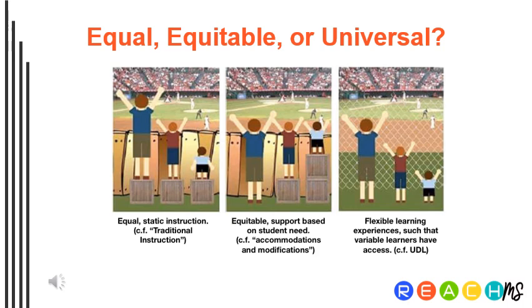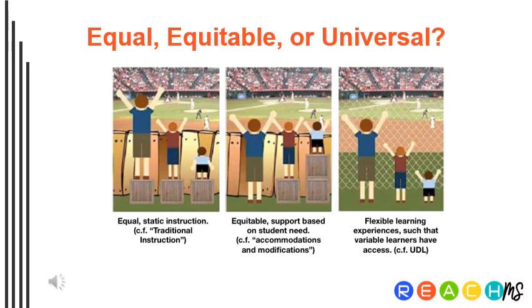In the first panel on the left, we see 3 kids of different heights trying to watch a baseball game over a fence. Each of them is given the same size box to stand on. And while we think that this is an equal distribution of resources that seems fair, it doesn't really result in an equal viewing experience. The shortest kid still can't see over the fence, which highlights that identical support doesn't necessarily meet everyone's needs.